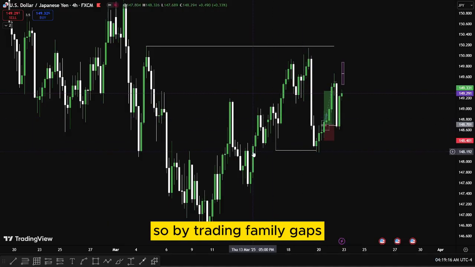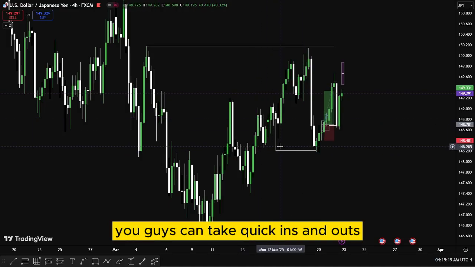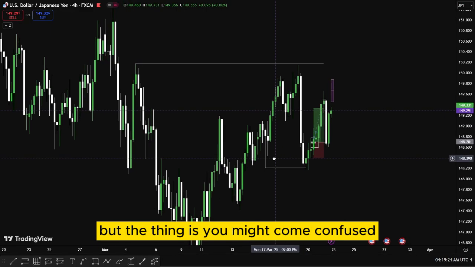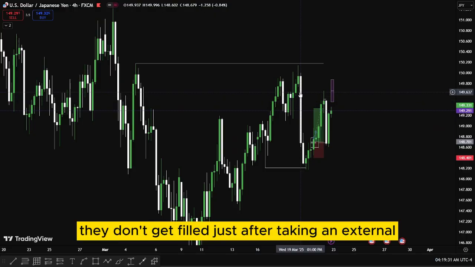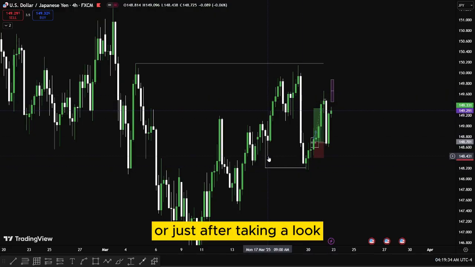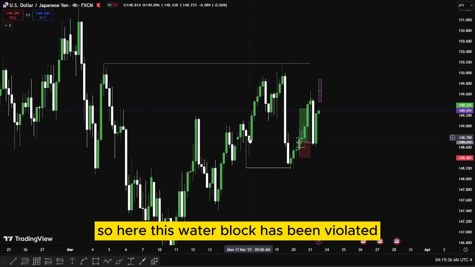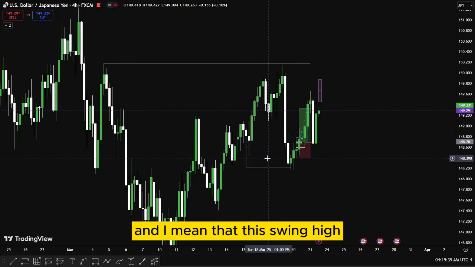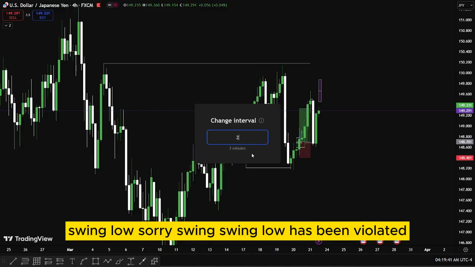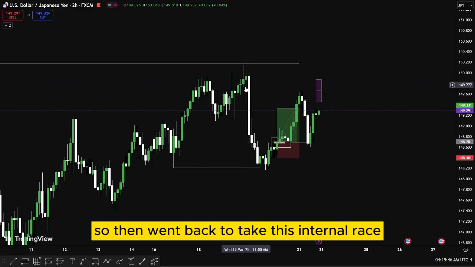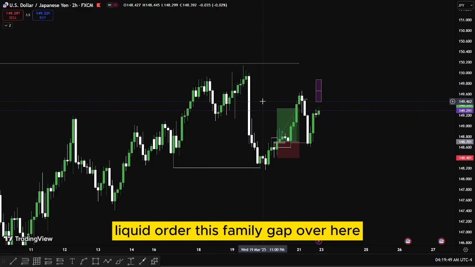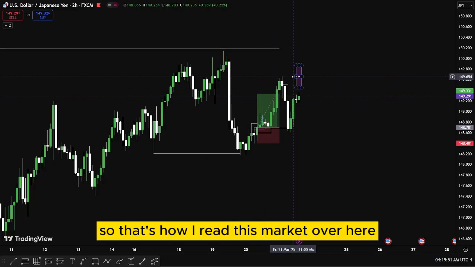By trading fair value gaps, you guys can take quick ins and outs, but you might get confused. Sometimes people say that fair value gaps like this don't get filled just after taking an external low. Over here this order block has been violated, and this swing low has been violated. Then it went back to take this internal range liquidity, or this fair value gap over here. That's how I read this market.